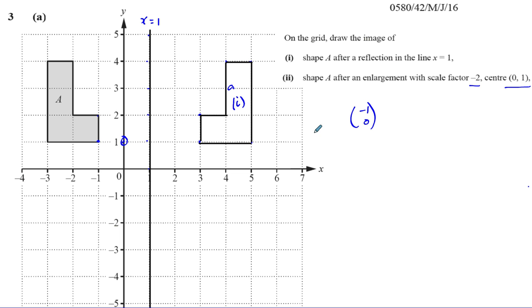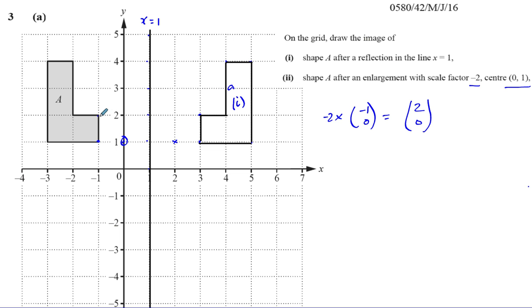Okay? Now, to find the image of that point, you simply multiply the vector taking you from the center of enlargement to that point by the scale factor. So I'm going to multiply this by -2. That will give me (2, 0). So I know that the image of this point is going to be 2 squares to the right and 0 up and down. So the image of this point is going to be over here. That's one of the points that's going to be transformed for this enlargement.